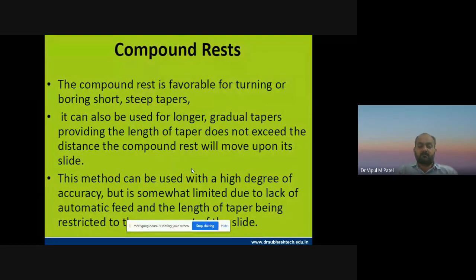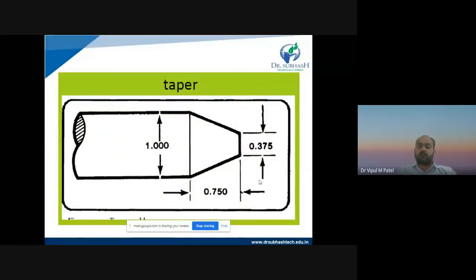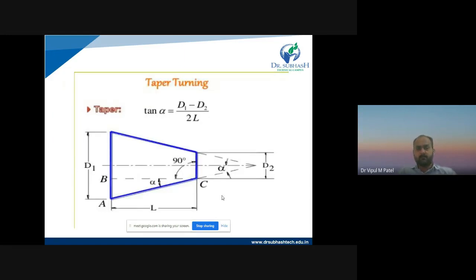You can see the taper. This is a taper. If we want to produce this type of workpiece, then we have to perform the taper turning operation. Understand? This is the diameter of the workpiece, this one is the length of the taper, and this one is the outer end. This is a gradual reduction. If we want to produce a workpiece like that, then we have to perform the taper turning operation on the lathe machine, right? This is the formula for the taper.